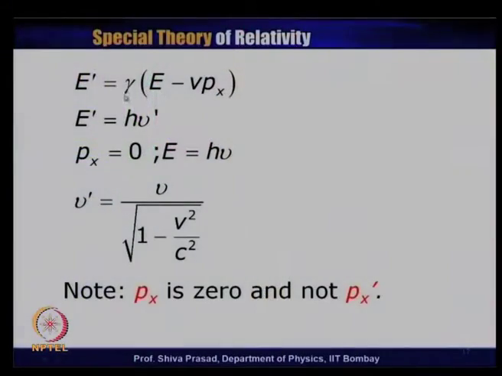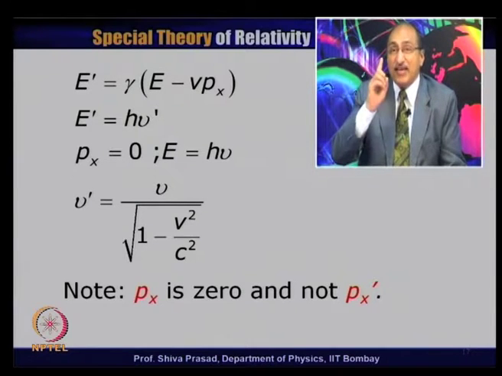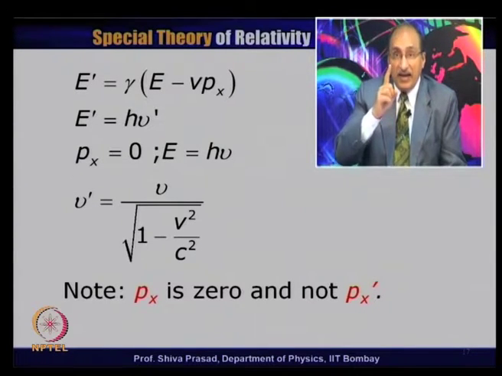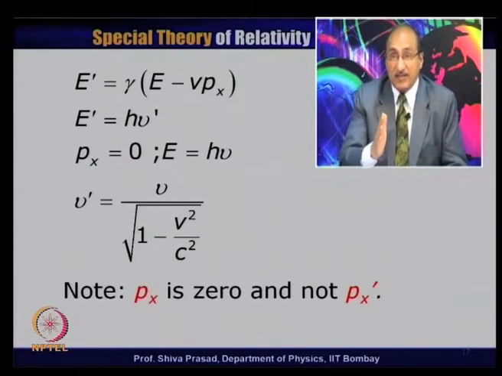We use a direct energy transformation, which means E prime is equal to gamma times E minus V times Px, because this is a direct transformation. Therefore, there is a negative sign, there is no positive sign. Remember, I have used the direct transformation because I know that Px has to be 0, because remember, x is the direction of relative velocity, and according to an observer in the S frame, this particular photon is moving purely in the y or minus y direction, perpendicular to the x direction.